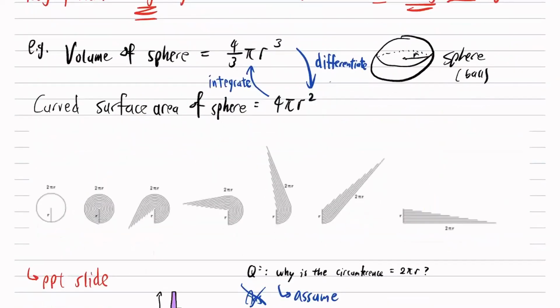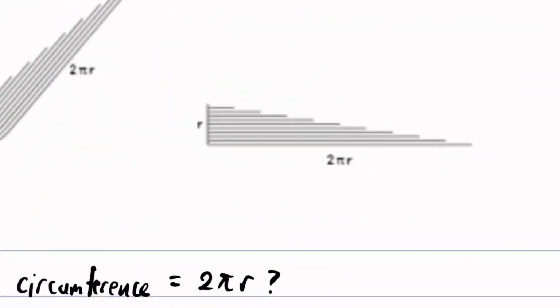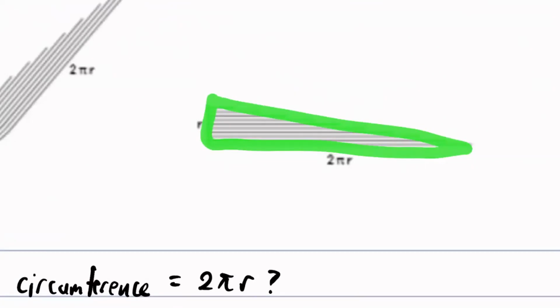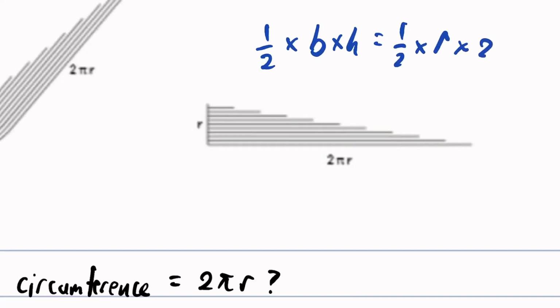So now in order to find the area of this circle, we can just find the area of each of these rectangles and add them all together. But to find the total area of all these rectangles, it's really just the area of a triangle, right? Yeah. And it's a right angle. What's the area of a triangle? Half times base times height. So it's half times r times 2 pi r.